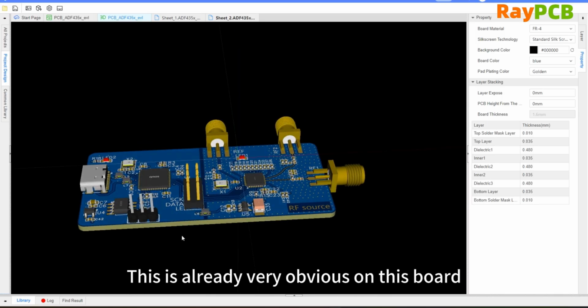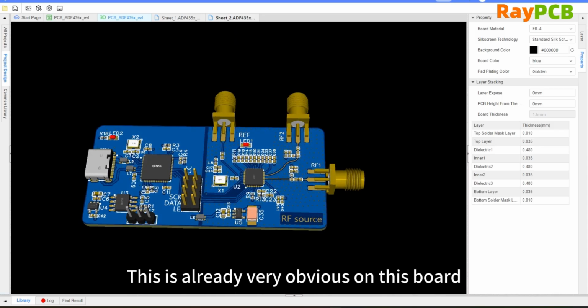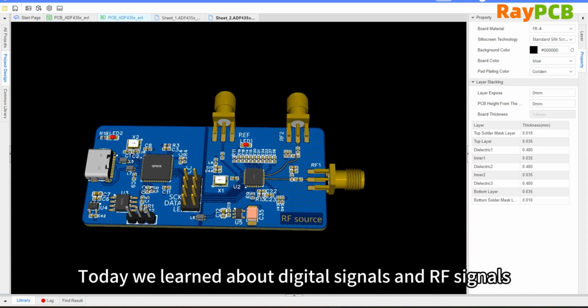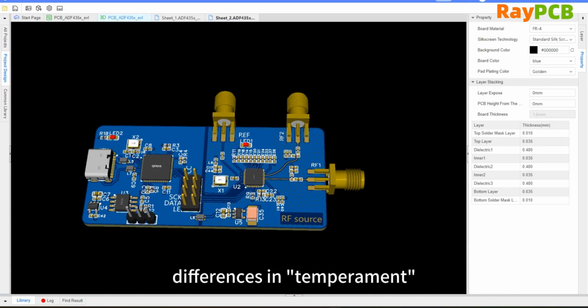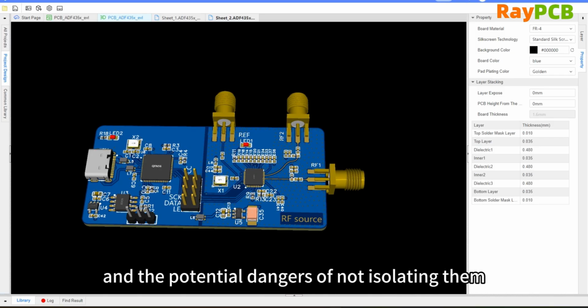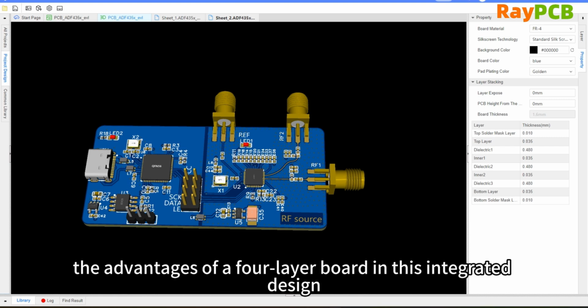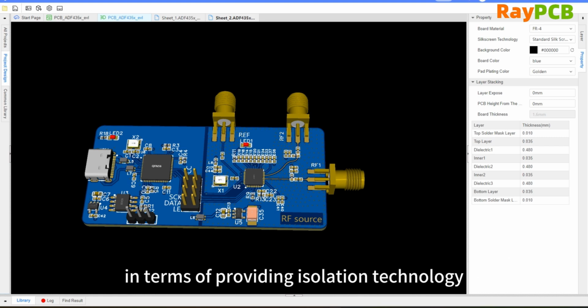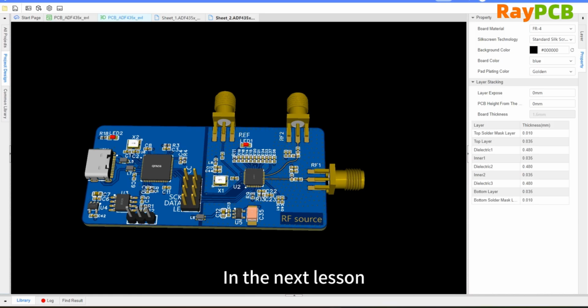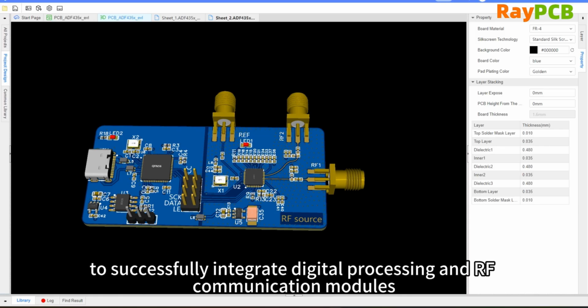Today we learned about digital signals and RF signals, their differences, and the potential hazards of not isolating them. We also initially saw the advantages of the 4-layer board in providing an isolation foundation for this integrated design. In the next class, we will use a specific case to demonstrate how to apply these isolation principles and measures on the board to successfully integrate digital processing and RF modules.